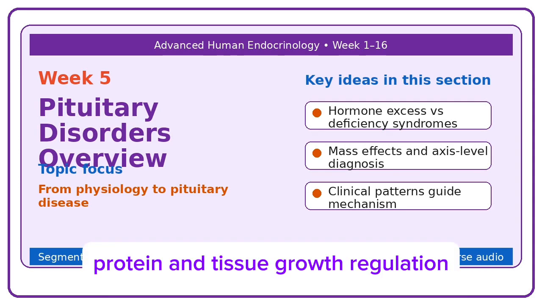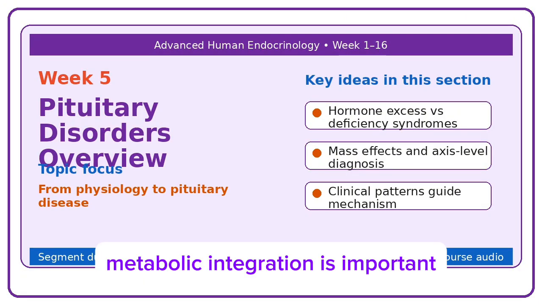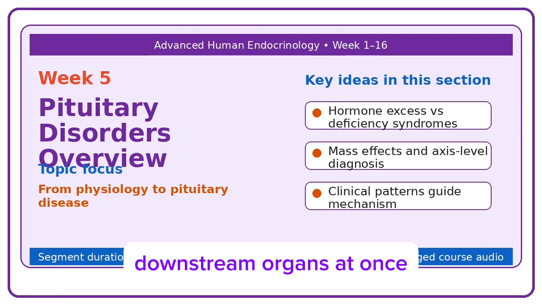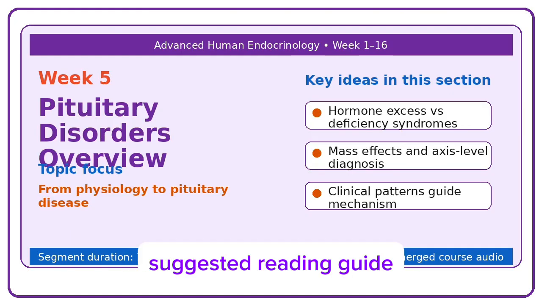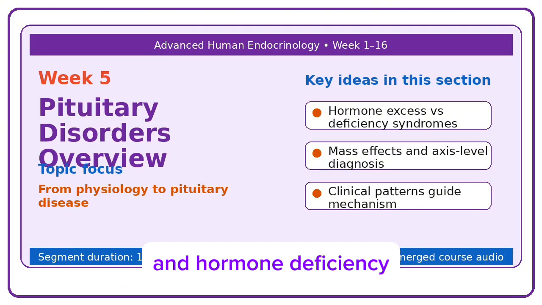Protein and tissue growth regulation helps explain GH-related disorders. Metabolic integration is important because pituitary disease often affects multiple downstream organs at once. Suggested reading guide. How can a pituitary tumor cause both hormone excess and hormone deficiency?